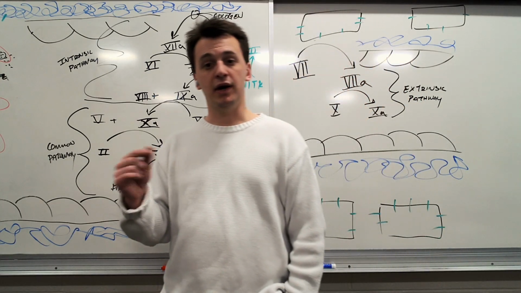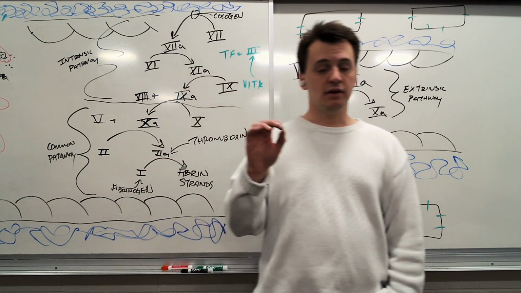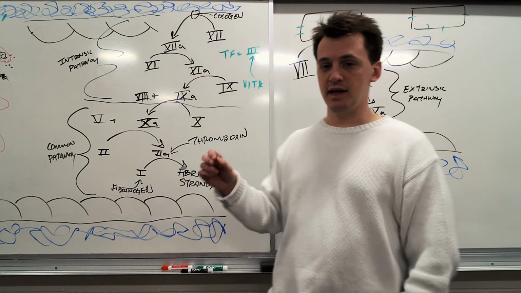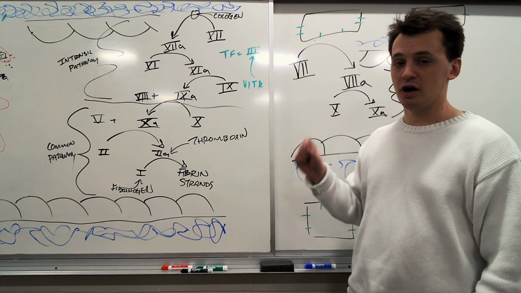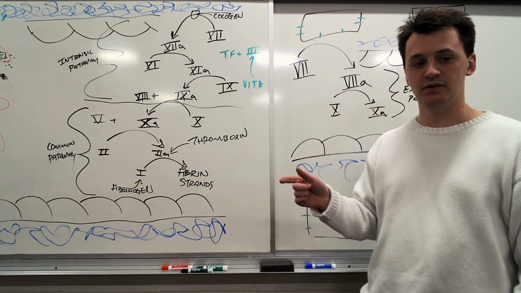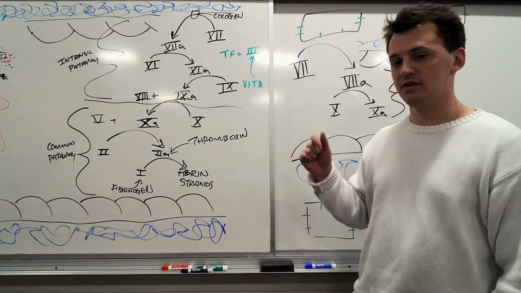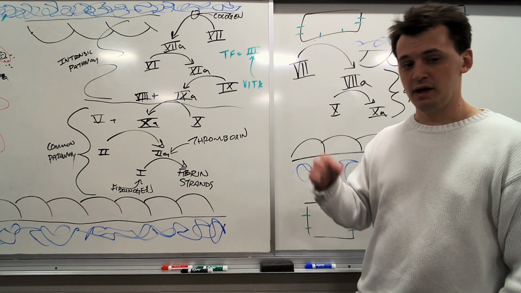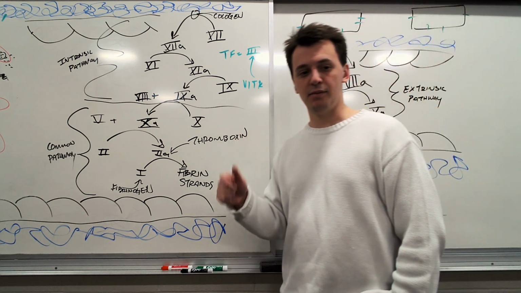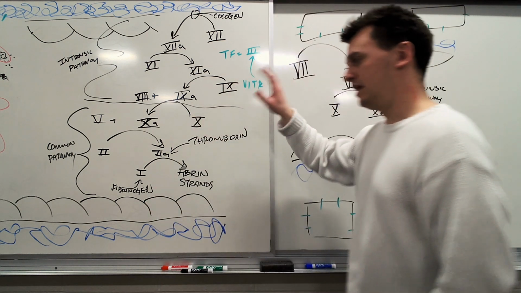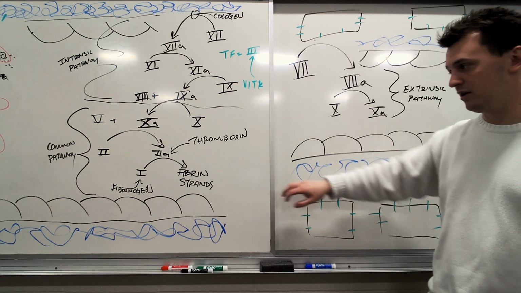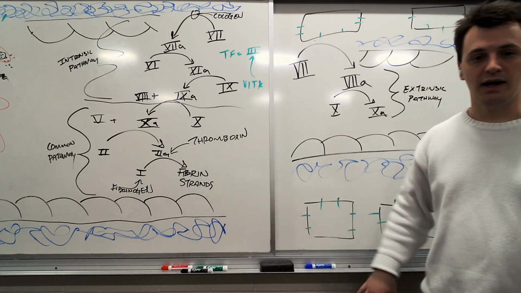NSAIDs, non-steroidal anti-inflammatory drugs, like ibuprofen, aspirin. They actually are COX inhibitors, and COX inhibitors decrease thromboxane release. As there is a decrease in thromboxane release, it kind of plays an effect with all this. Remember, thromboxane is 2A.